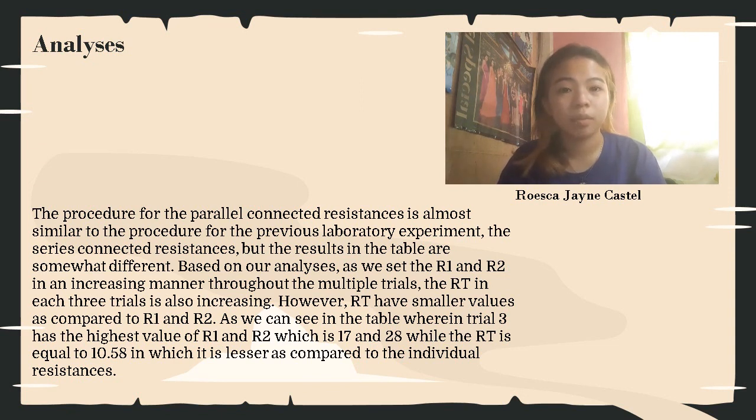As we can see in the table earlier, trial 3 has the highest value for R sub 1 and R sub 2, which is 17 and 28, while the total resistance is equal to 10.58, which is lesser as compared to the individual resistances.